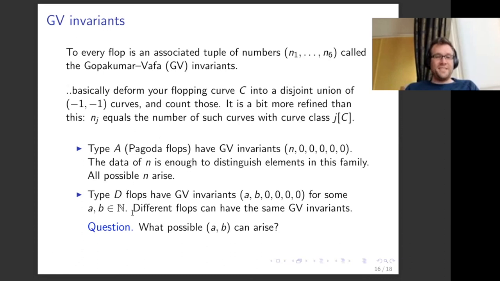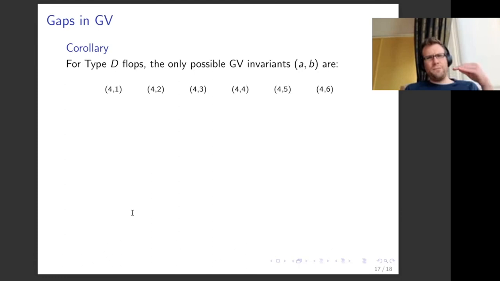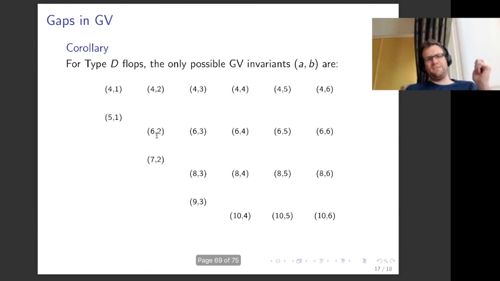And so the question here is, what possible Gopakumar-Vafa invariants can arise in type D? By our classification of Jacobi algebras, we can now answer this question. And here is the answer. The corollary in type D, the only possible Gopakumar-Vafa invariants: the first number can be 4, and I can have every other number as second number, so it goes on to the right. And so in response to Matt's question, this is exactly the three roots case. Then you can have 5-1, but nothing above it. Then you can have 6-2 and everything above it. You can have 7-2 by itself, 8-3 and everything above it, 9-3, etc.